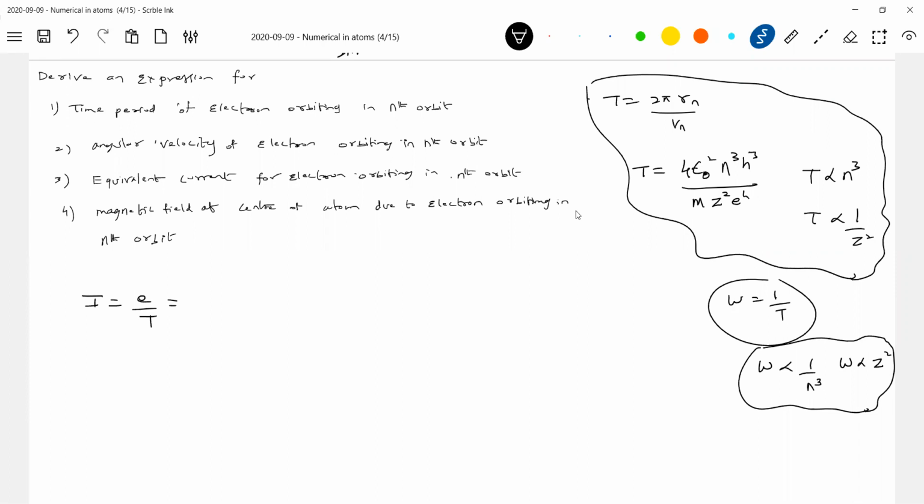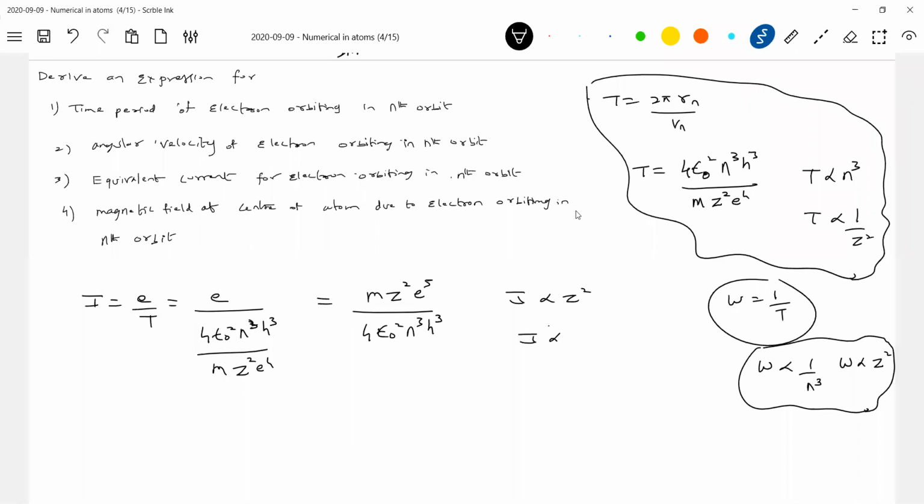We know the time period. Just try to put that time period value here: 4 epsilon naught n cube h cube over m z square e to the power of 4. So this will become m z square e to the power of 5 over 4... This is something very important.